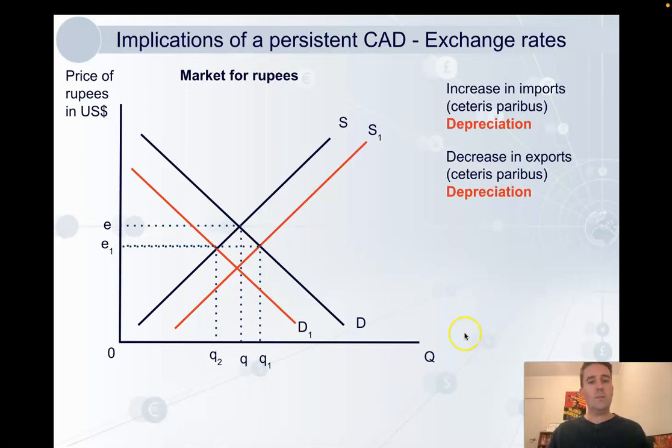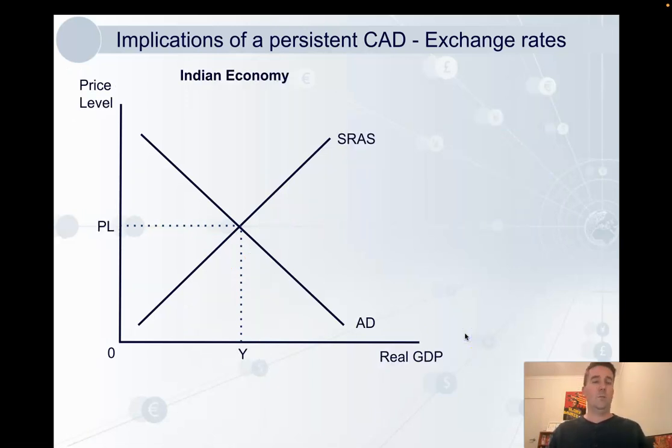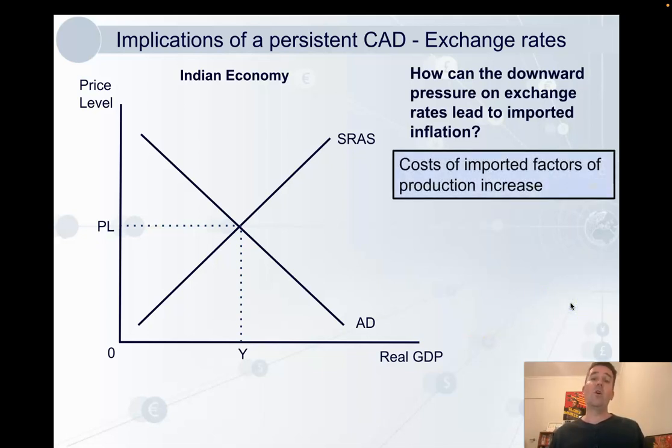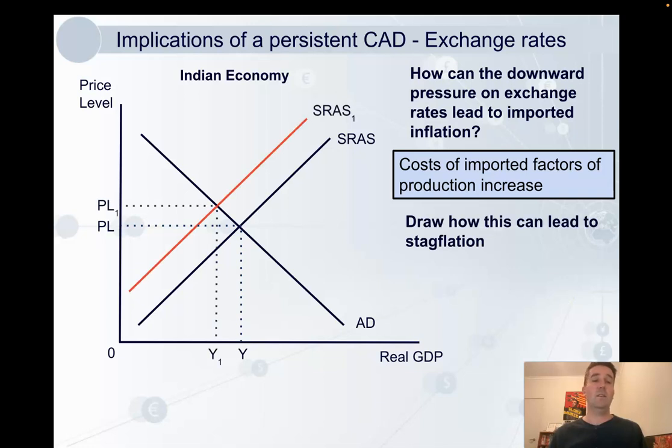Okay, let's look at what this is going to do to an economy. We're going to look at this Indian economy for some reason. So how can the downward pressure on exchange rates lead to imported inflation? Well, that's pretty straightforward. It's the cost of imported factors of production. They're going to increase. So we're going to get the shift left of the SRAS, and we're going to get our cost push inflation, which can lead to the negative effects in the economy, of course.